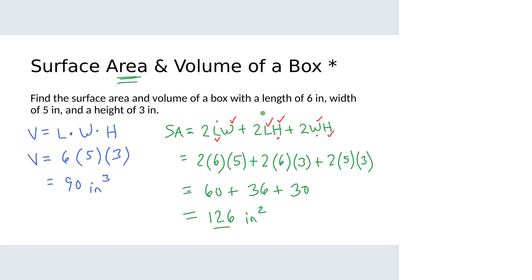One sort of definition I want to mention to you is that a fancy name for a box is a rectangular prism. So if you happen to see rectangular prism somewhere along the way, it's just a fancy name for a box. Three-dimensional rectangle is kind of the idea behind the rectangular prism. Any questions about surface area and volume of a box?